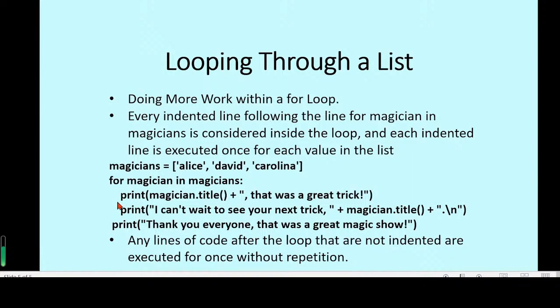So we can write print magician.title() plus "that was a great trick." And print "I can't wait to see your next trick," then magician.title() plus a new line. Then after this for loop is finished, we can print a single message. But this statement is not considered inside the loop. So any lines of code after the loop that are not indented are executed once without repetition.